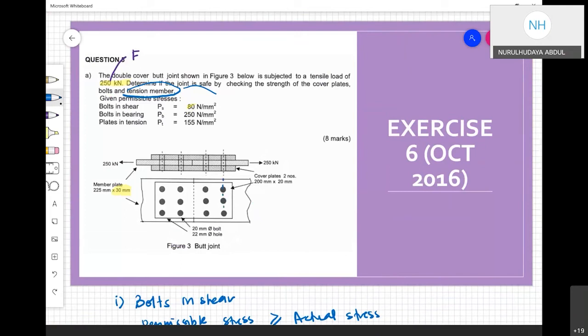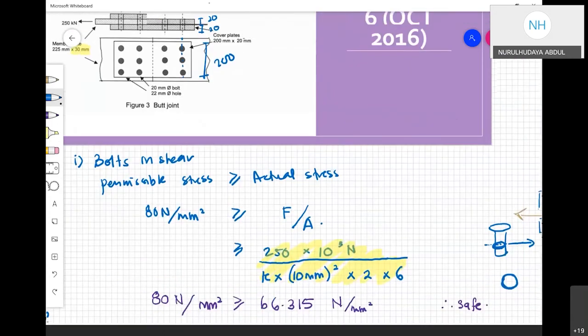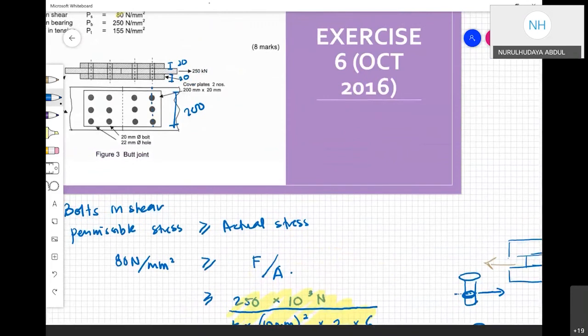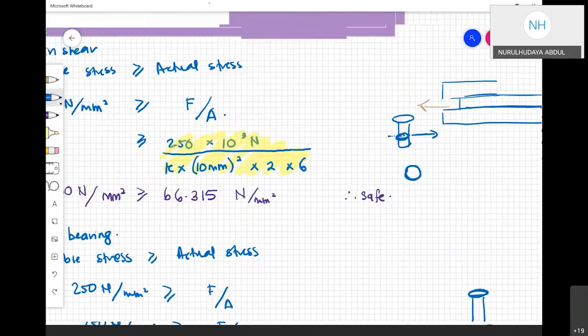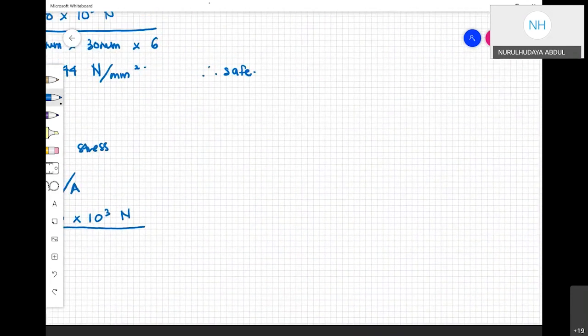But sekarang kita tengah buat cover plate. So cover plate sama juga. This is 200 and this is 20. And another one 20. So kita akan cut dekat that part. And we going to draw it. So 200 times 20. Okay, I tulis nanti. So I cut dekat situ. So I akan nampak macam ni. So right now we are talking about cover plates.